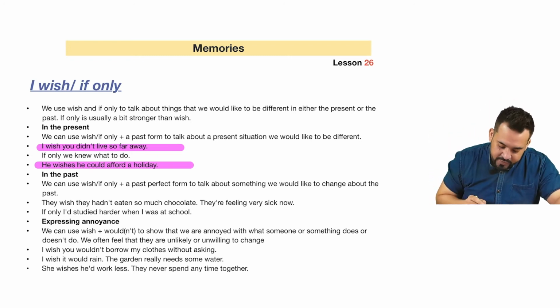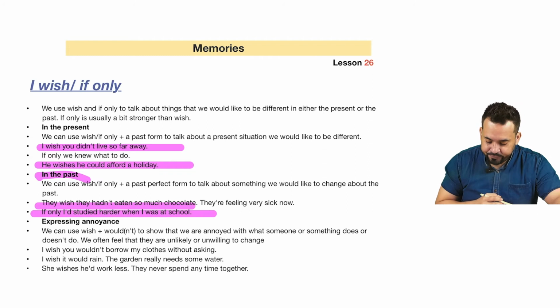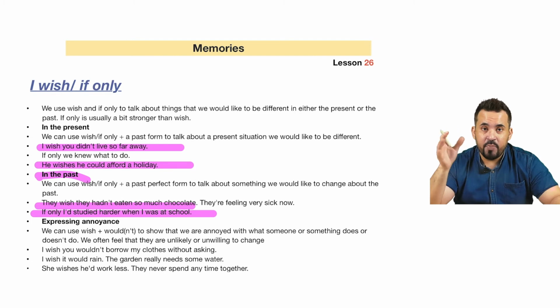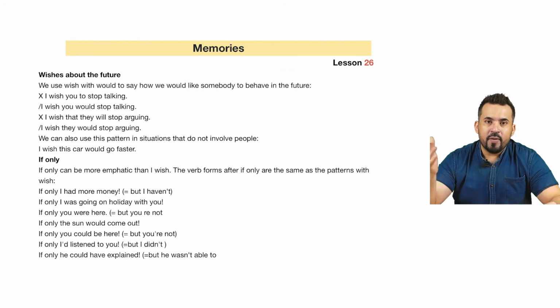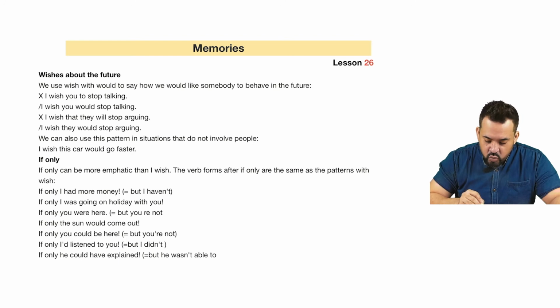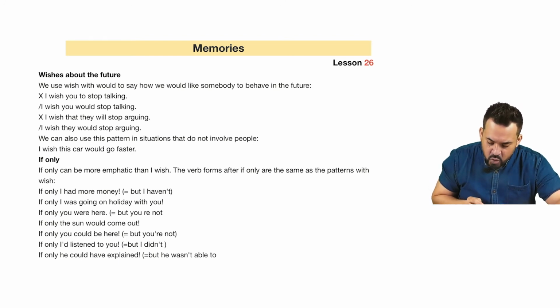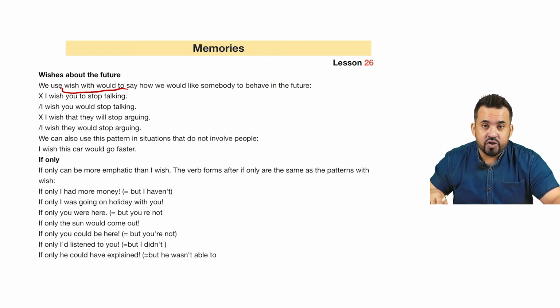Now, to talk about it in the past, we can say, they wish they hadn't eaten so much chocolate. If only I'd studied harder. So you can use I wish or if only to talk about both past or present situations. What about future wishes? If we want to talk about future wishes, we use wish with would.